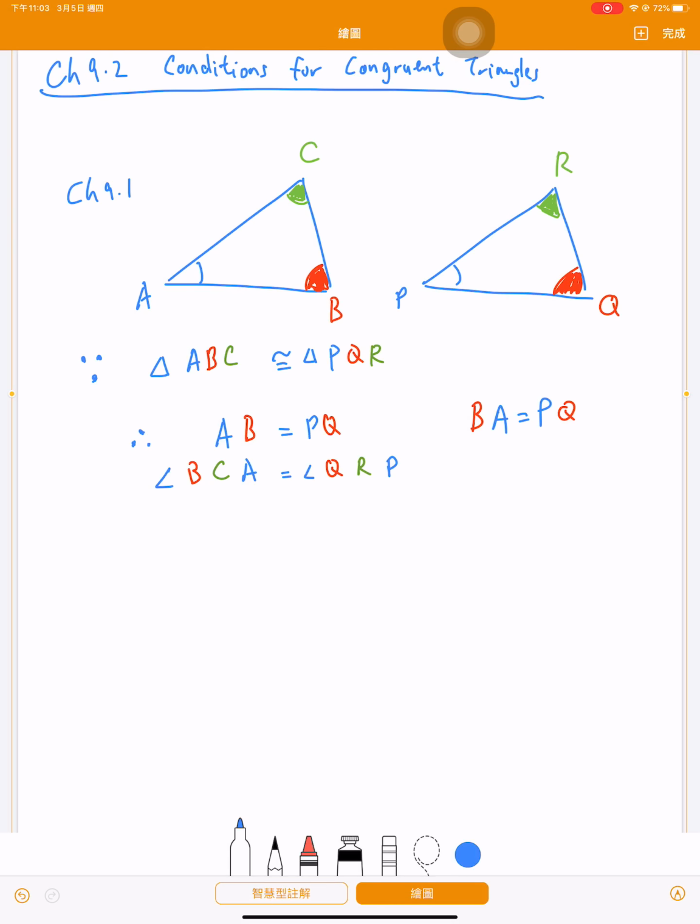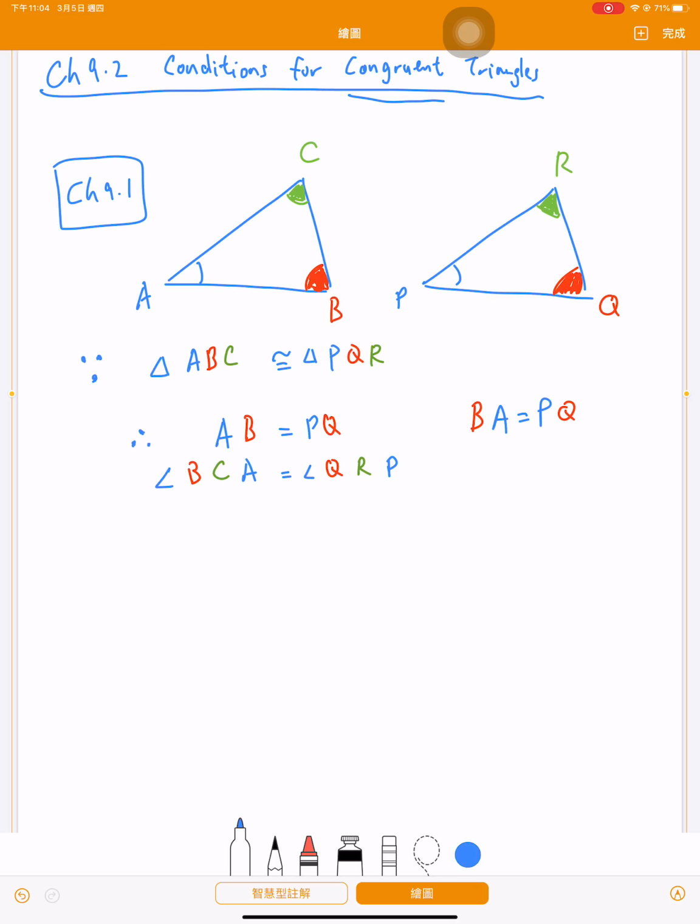Okay, hello everyone. Today we are talking about chapter 9.2. Chapter 9.2 is the condition for congruent triangles. In the last session, chapter 9.1, we talked about the meaning of congruence. What is the meaning of congruence? That is, the figures are totally the same. The lengths and the angles are all the same.